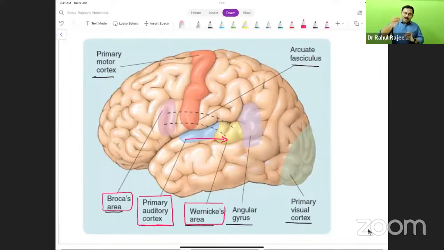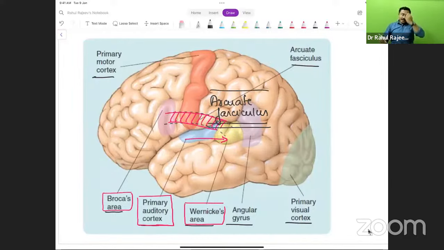Now, the Broca's area made that sentence, but don't you think it has to speak? So how does that happen? Meanwhile, one point you should understand is that the Broca's area and Wernicke's area are connected by a fasciculus. What is that fasciculus known as? Arcuate fasciculus. Also, from the Broca's area, signals go to the motor cortex.